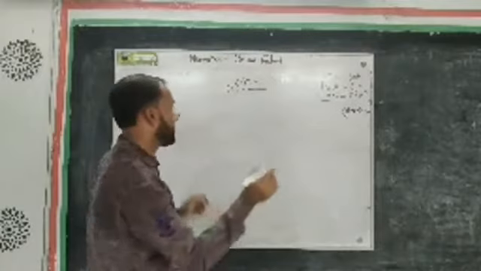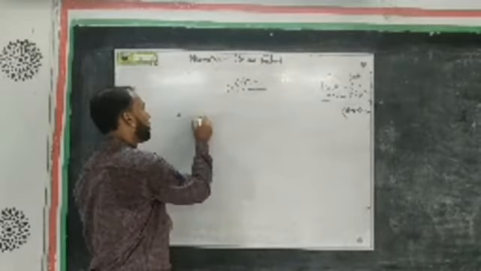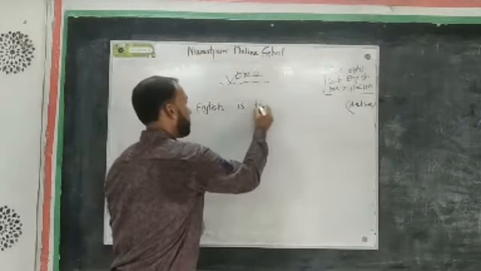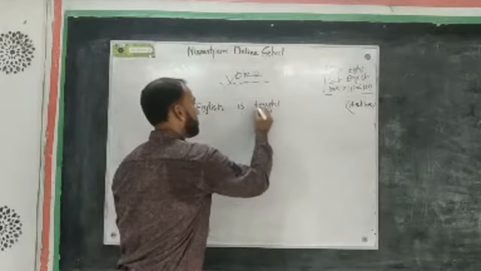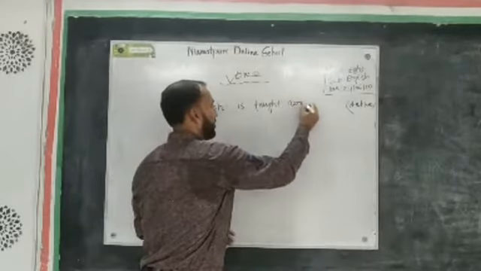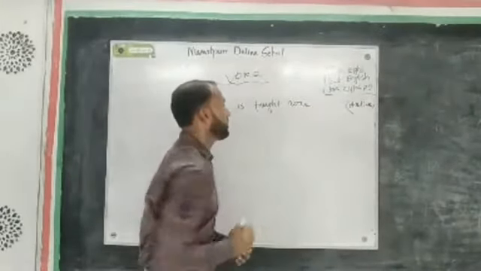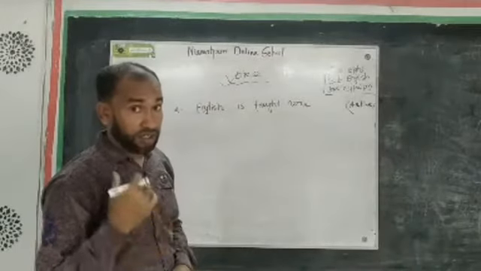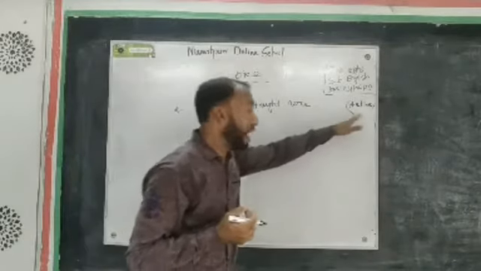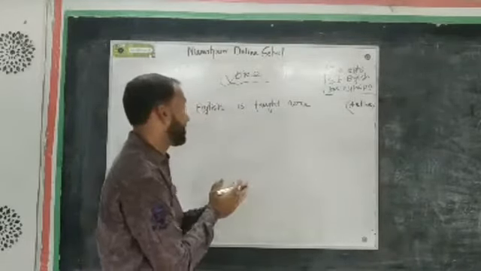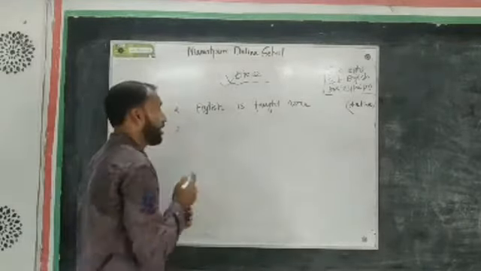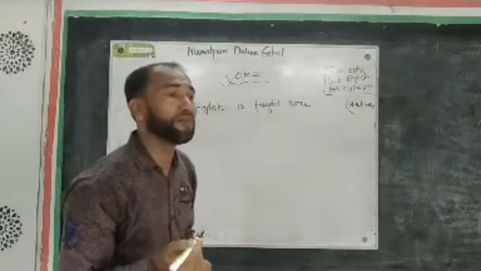Two sentences. English is taught here. English is taught here. Actually, this is passive voice. So we should make it active, but there is no object term included in the sentence. So now we can bring one from outside.